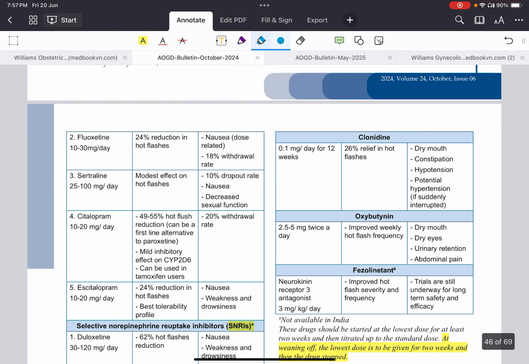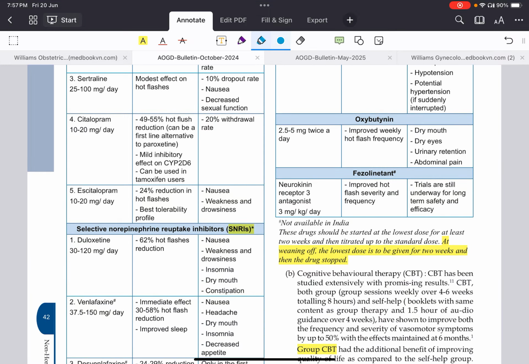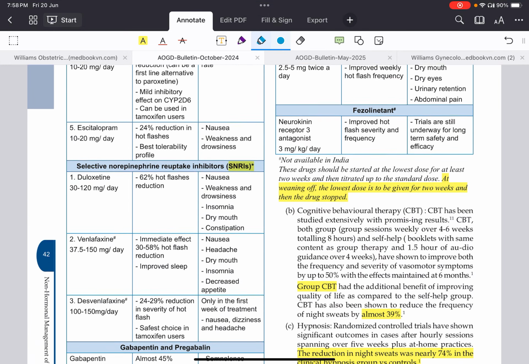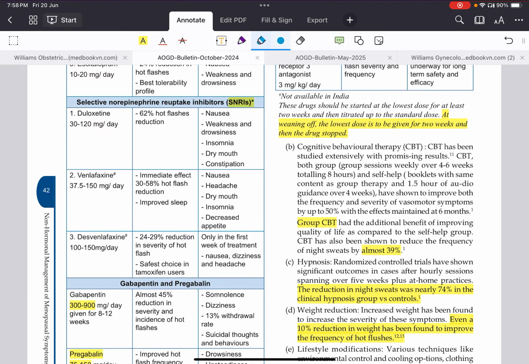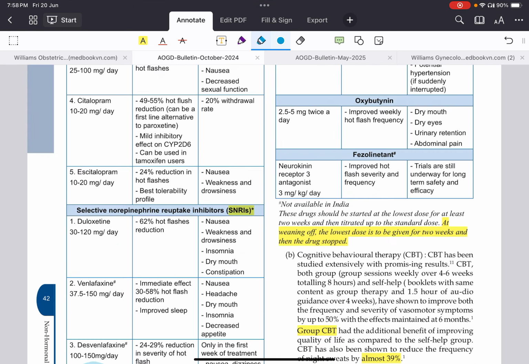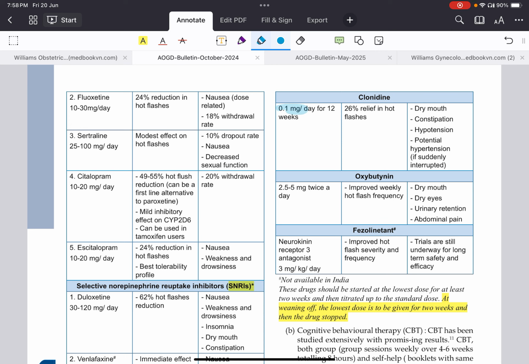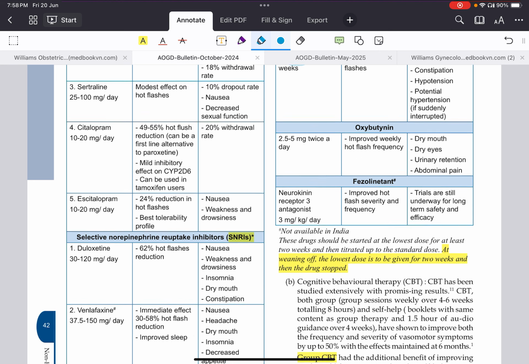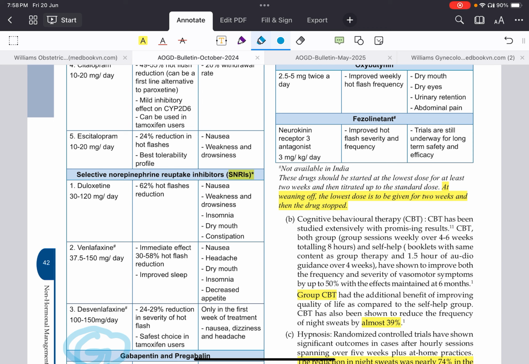Fluoxetine can be given. Citalopram, escitalopram can be given. These are all SSRIs. SNRIs are duloxetine, venlafaxine, desvenlafaxine. Just write the names. Gabapentin, pregabalin can be used. Gabapentin is 300, pregabalin is 150. Clonidine can be given 0.1 milligram. Oxybutynin is being used.